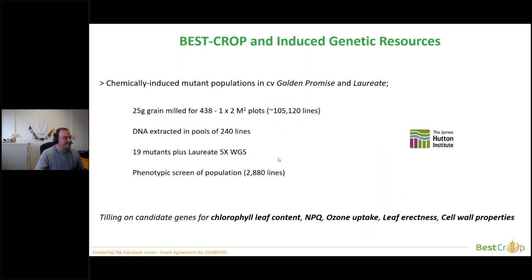In addition to that, we are also running some TILLING analysis on candidate genes involved in determining the content of chlorophyll in leaves, genes involved in non-photochemical quenching, in ozone uptake, in leaf erectness, and also in cell wall properties. And we are exploiting mutant populations in barley in the backgrounds Golden Promise and Laureate that are provided by our partner at the James Hutton Institute, and specifically the group led by Robbie Waugh.